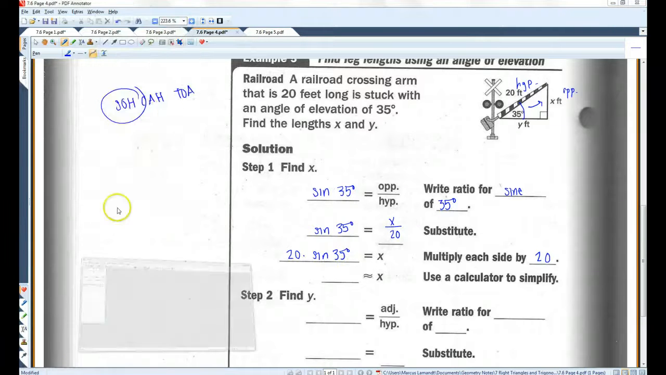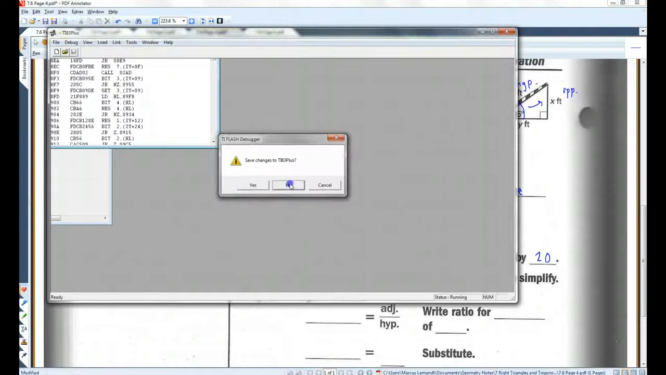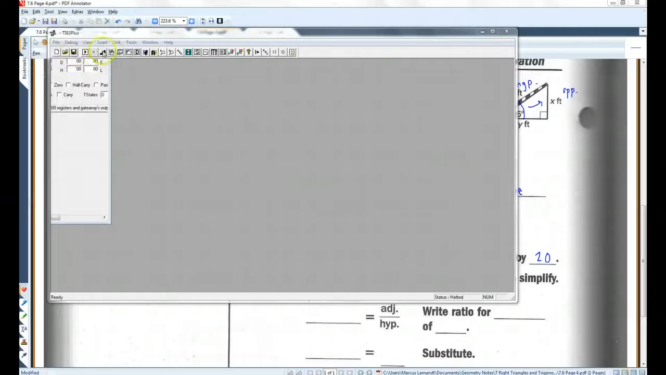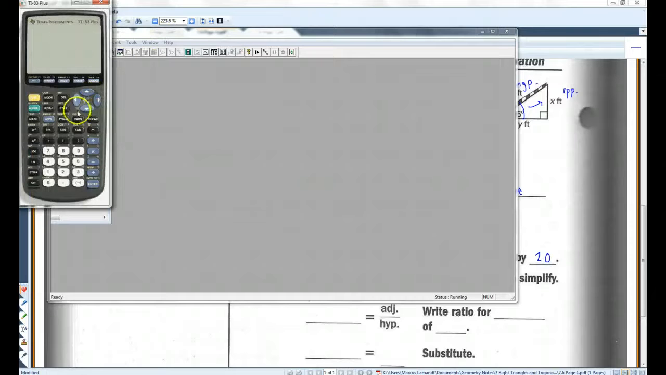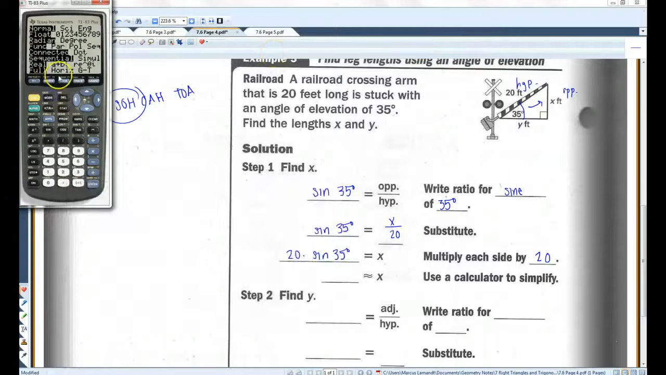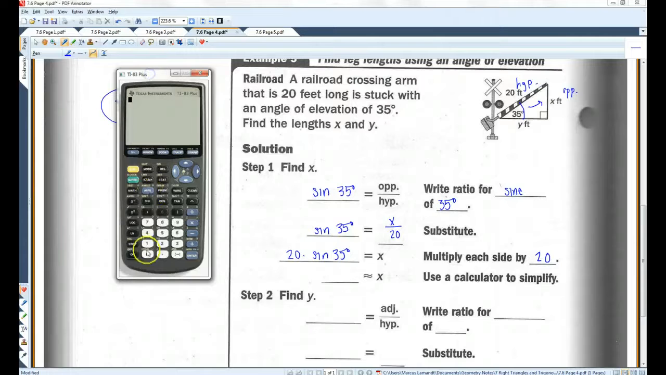Turned off again, of course. Let's try again. Okay, so 20 times sine 35 degrees. There we go. 11.47. I'll put 11.5.